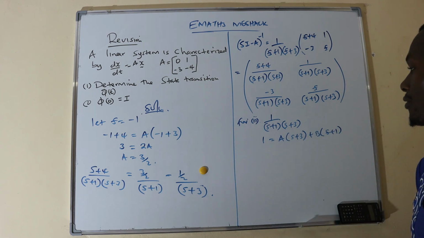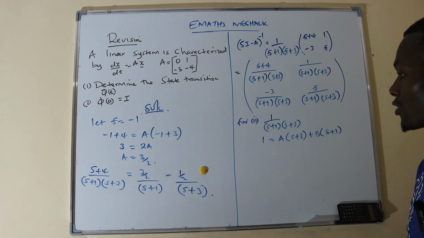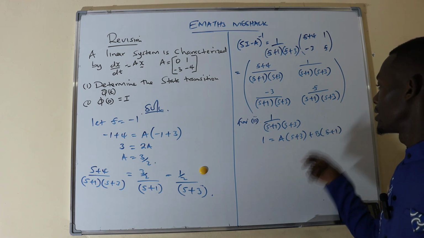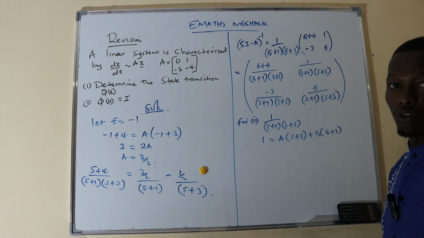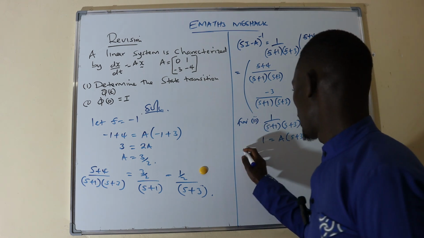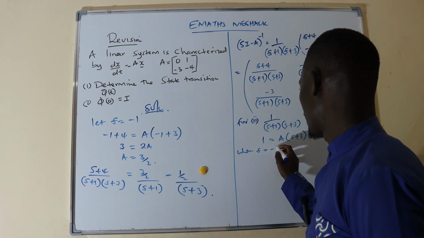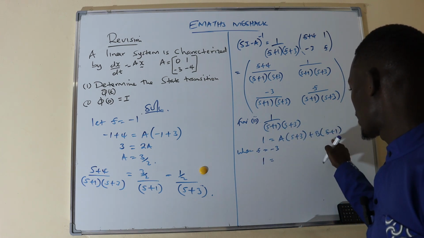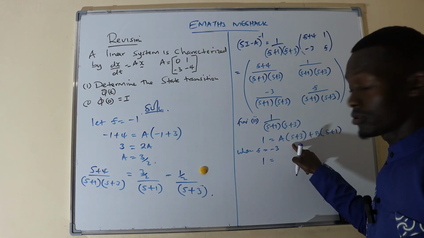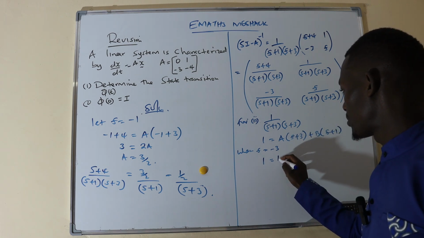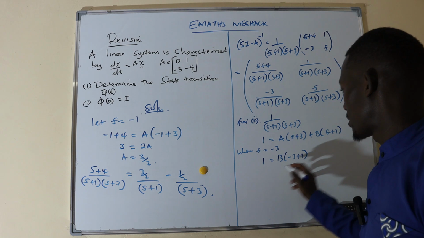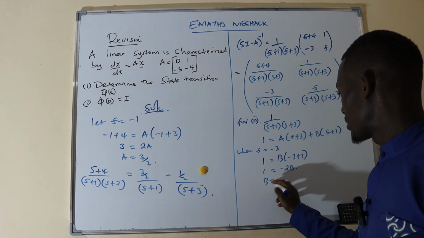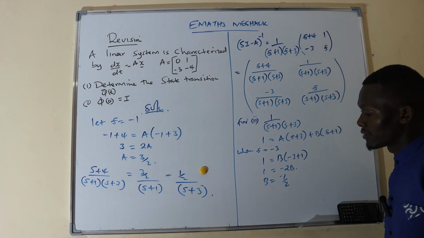So now, again, solving for the value of A and the value of B. You can let the value of S be negative 3 to find B, and the value of S be negative 1 to find A. So we let S be negative 3. Remember we don't have an S on this side. On this one, negative 3 plus 3 becomes 0, so it will have B times negative 3 plus 1. So 1 equals negative 2B. So your B will be negative a half.